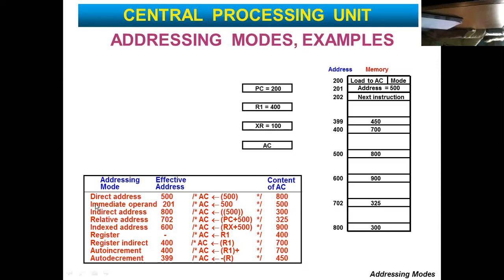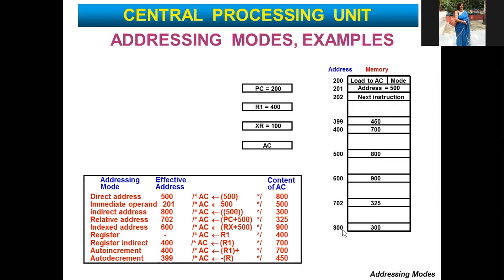Now next we are going to talk about indirect address. Again, we have to go by its definition. It says that first we need to go to the address part. This is 500. You need to go to 500. You will get the value of 800. 800 further will work as the value of address. You need to further search for the value of 800 in the address portion.